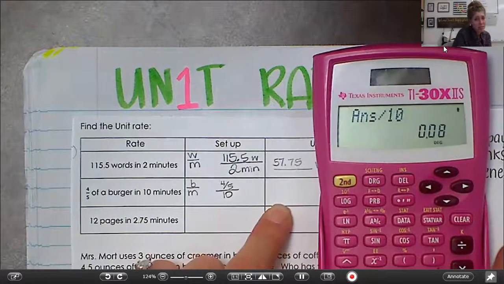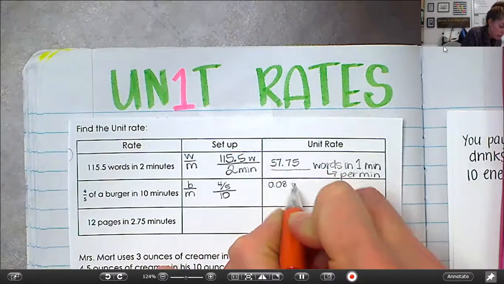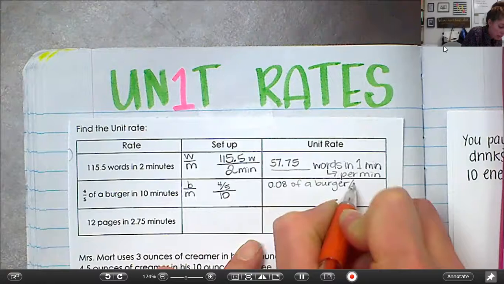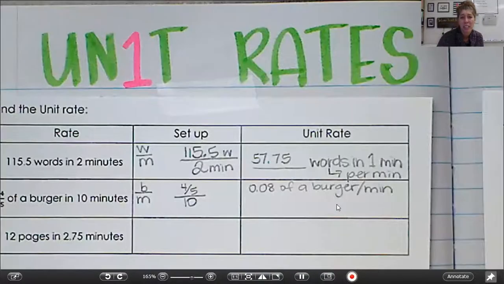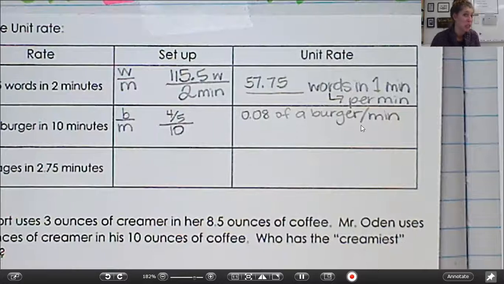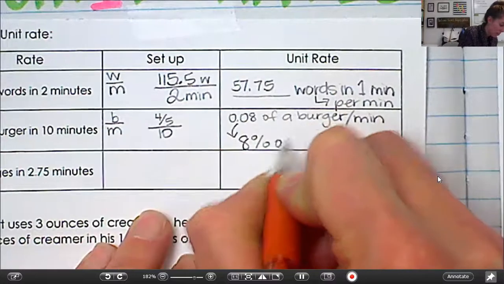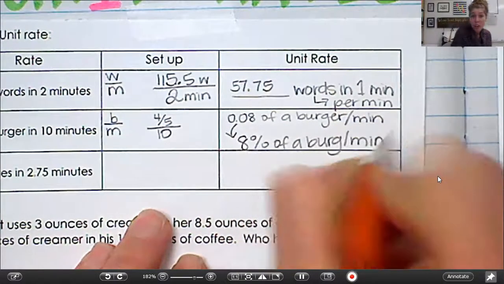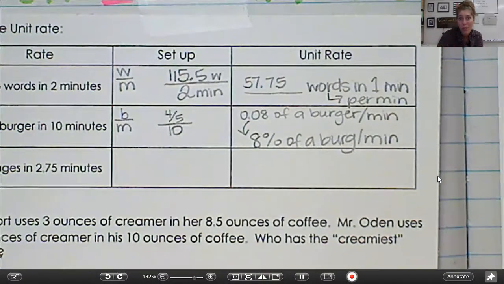Now, if I wrote down that you ate that portion of a burger per minute, that's kind of weird. I don't think anyone would ever use that vocabulary, right? I ate 8/100 of a burger per minute. You probably would say 8% of a burger per minute. So we're going to talk through this chapter about just what are the reasonable types of rates you would have to.